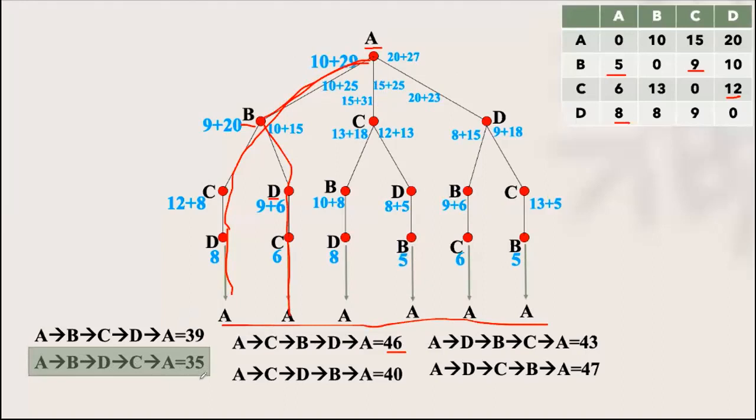Is it clear? So this is the traveling salesman problem. You have to start from one vertex, travel through all the vertices, and get back to the same vertex with minimum cost. So this is the minimum cost path from A to B, D, C, to A. That is 35. Is it clear? So this is the solution for this particular given graph with the following weights.